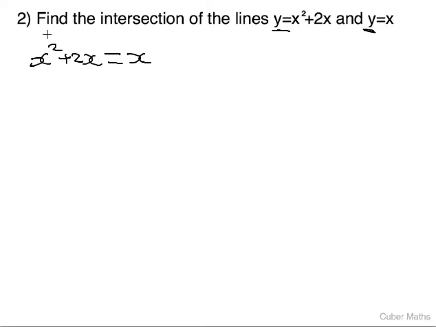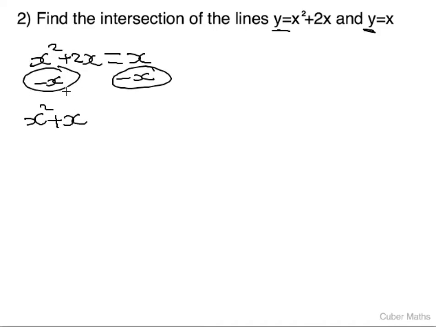Now this is a quadratic, so it has an x squared. So what we want to try and do is get it equal to 0. And how we're going to do that is take away x from both sides to get this right hand side here equals 0. So if we take away x from both sides, we're going to end up with x squared plus x, because we did have 2x and took away 1x, is equal to 0.